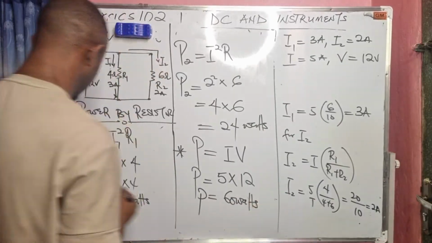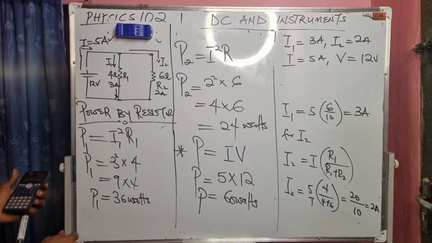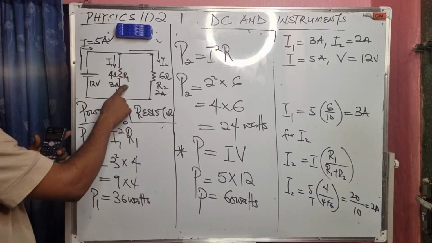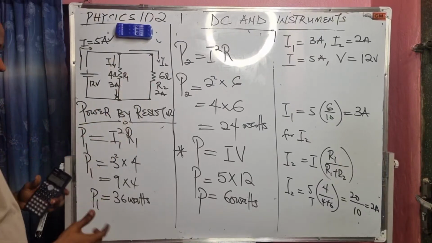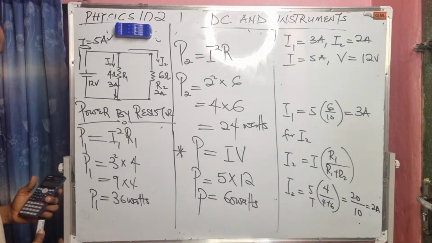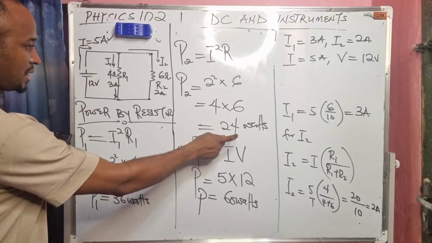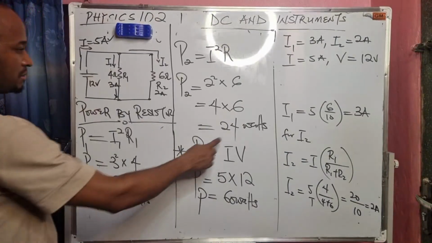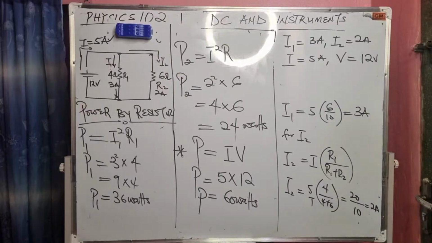I also say that to find the power delivered by the battery, we can sum up the power absorbed by R1 and R2. That will give us the total power. Meaning we add up P1 plus P2, which is 36 plus 24. The result will give us 60 watts, right? Okay.